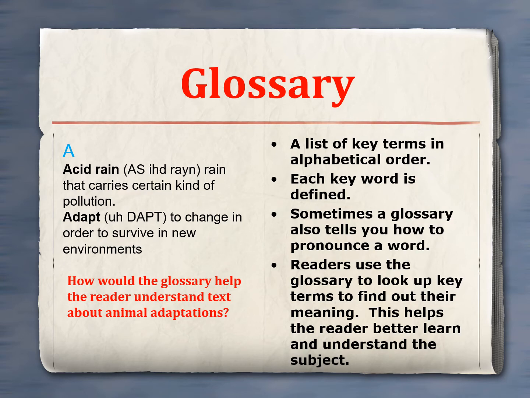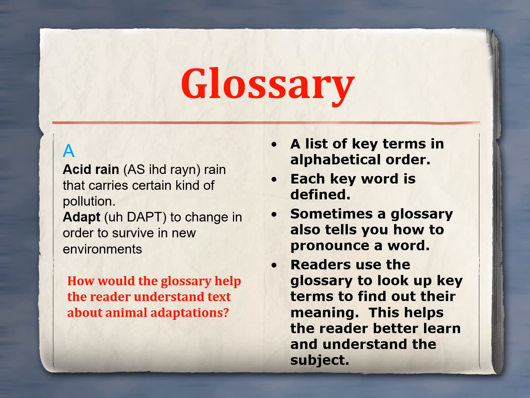And then the glossary is going to give you the definition of all of the key terms that the author feels are important in that book, okay? The glossary also can tell you how to pronounce a word, because if you look, these two terms that they have, acid rain and adapt, they also have the pronunciation, okay? AS is for as, IHD is for id, and then RAYN is for rain, okay? Acid rain, acid rain. So that's the pronunciation. Pronunciations, guys, I can't even begin to tell you how helpful they are. Pronunciations are not only found in the glossary, but some authors put them inside of text as well to help you be able to pronounce that word.